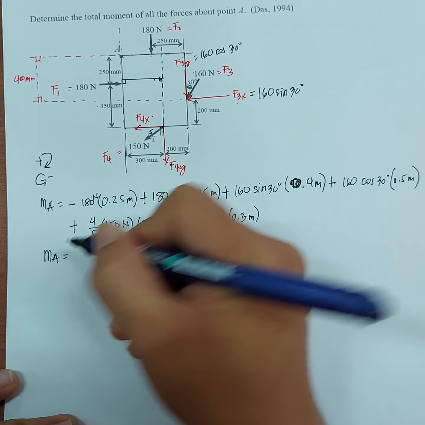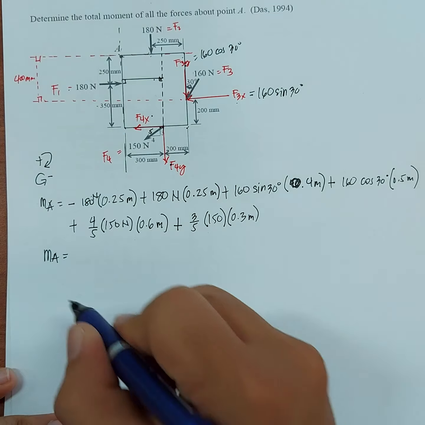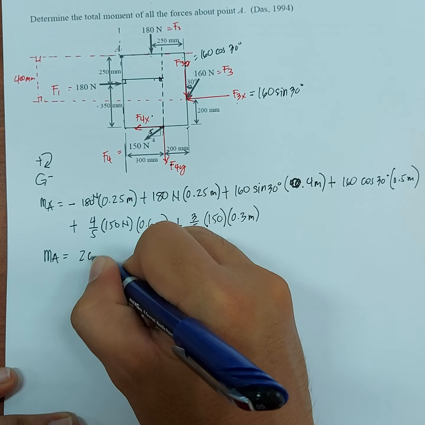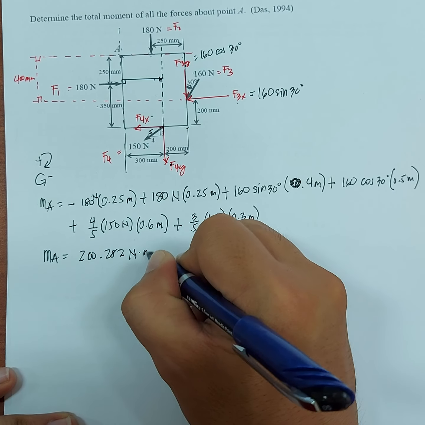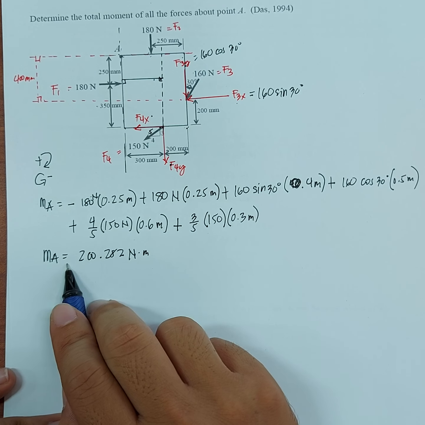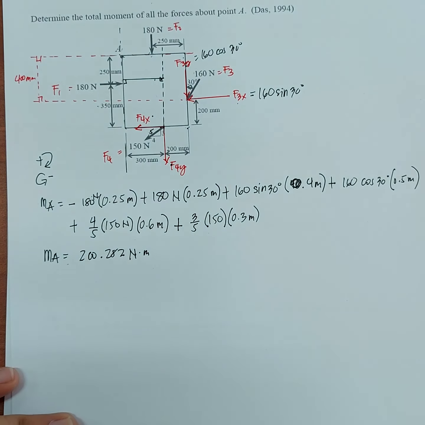So MA is equal to 200.282 Newton meter. Since positive yan, clockwise yung direction ng moment at A. Okay? So I hope na klaro yung pag-solve natin ng moment, pag-identify ng moment arm, pag-solve ng moment. No? Alright. So, yeah, that's it.